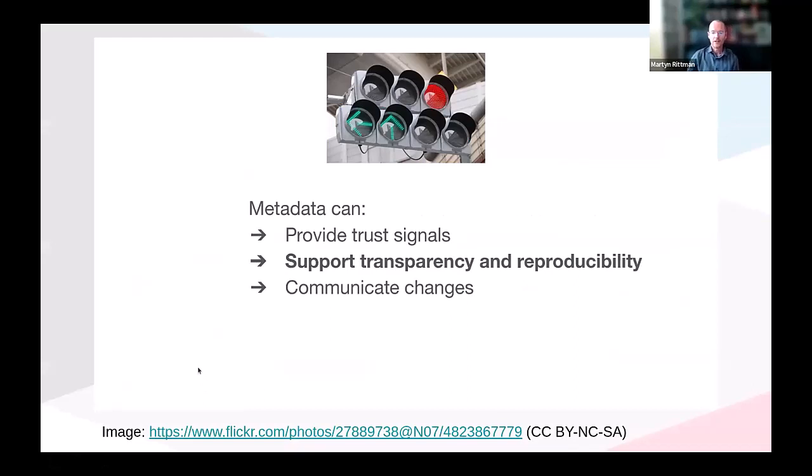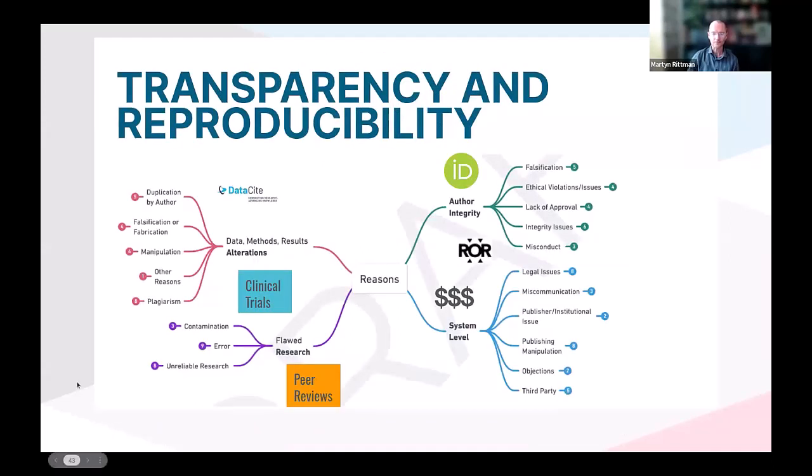So maybe looking at the other side of this and supporting transparency and reproducibility. On the output side, there are people who are very interested in assessing publishers as an entity, or interested in investigating the integrity of specific pieces of work. And metadata can provide a lot of evidence and a lot of useful information that can be used for those kinds of investigations.